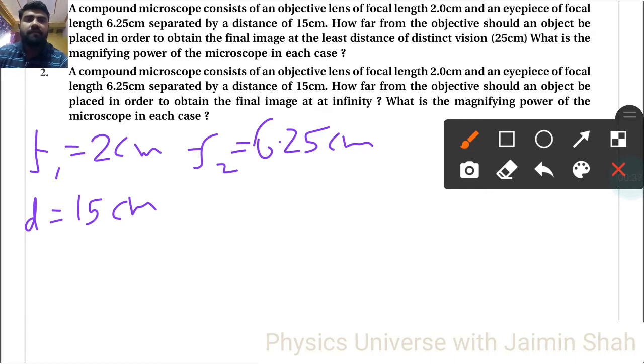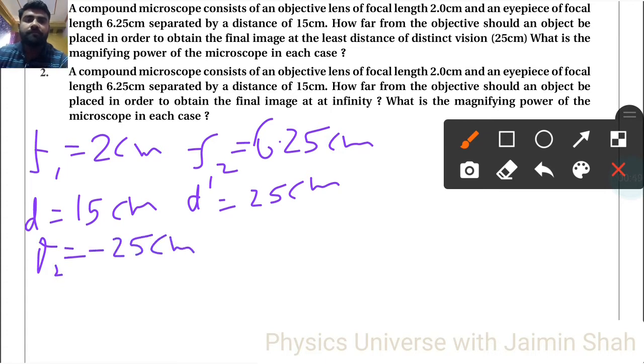at least distance of, so d dash is equal to 25 cm. What is the magnifying power of the microscope in each case? So first of all, we have to find u2, but before that we have v2 is equal to minus 25 cm, right? That is from here.